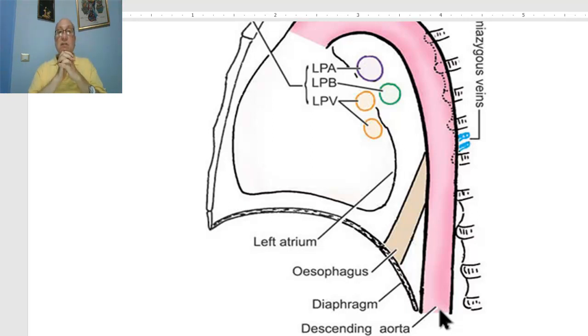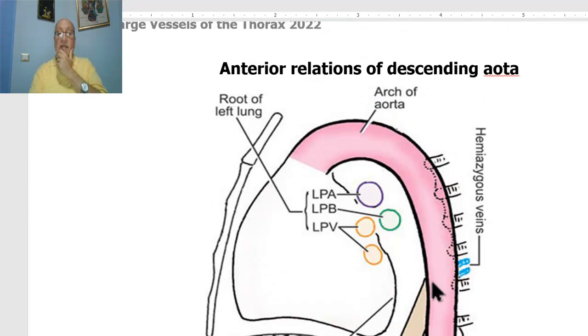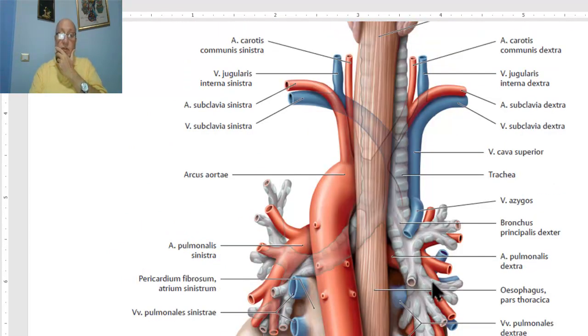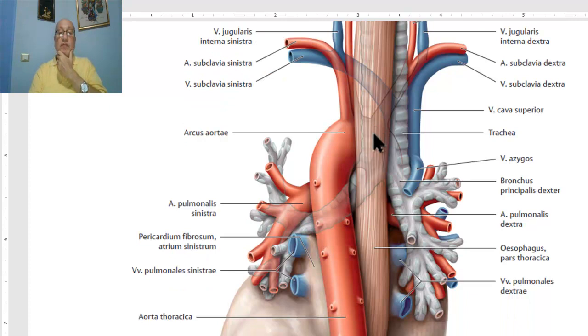What are the relations of this part of the thoracic aorta? First of all, anteriorly. This is a very beautiful picture, which is a posterior view of the descending thoracic aorta, showing the structures in the posterior mediastinum. The main structures in the posterior mediastinum are the descending thoracic aorta and what is this? The esophagus.